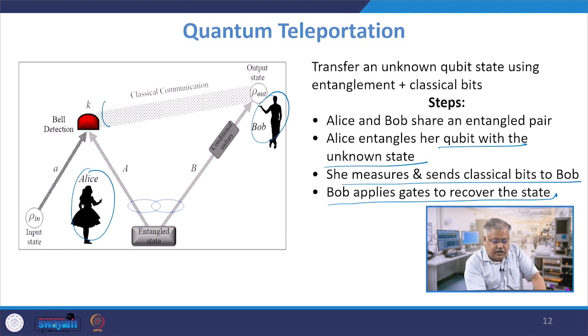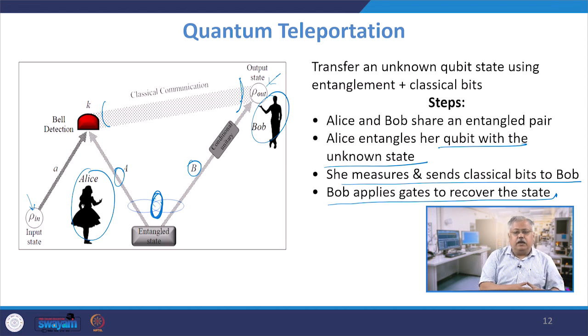This is the classical communication link, and this is the entangled state between A and B. This is where the entangled state comes into the picture. This is the input state and this is the output state. What you do basically is that Alice, at her end, entangles her qubit with an unknown state, and then she measures. Once she measures this and sends the classical bits to Bob, Bob will apply the proper gate. What gate? Hadamard and CNOT, in order to recover the state. So this is how you can do quantum teleportation from point A to point B.